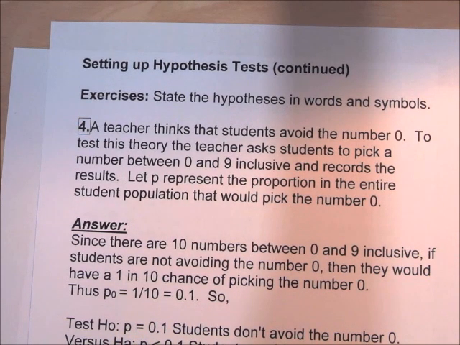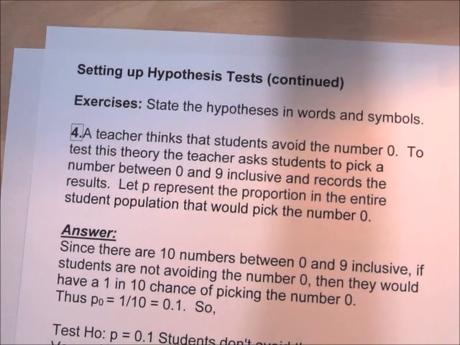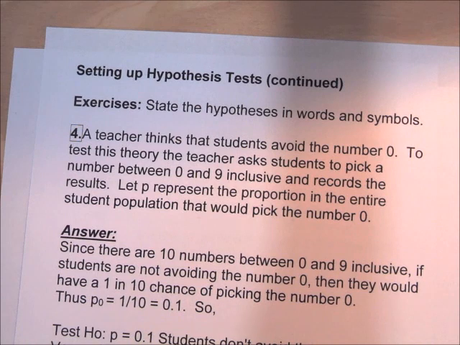Then our hypotheses would be H0: P equals 0.1. Students don't avoid the number 0. That's the same probability as any other number. Versus HA: P is less than 0.1. That means the students are avoiding the number 0. There's less than a 10% chance that they'll pick the number 0.